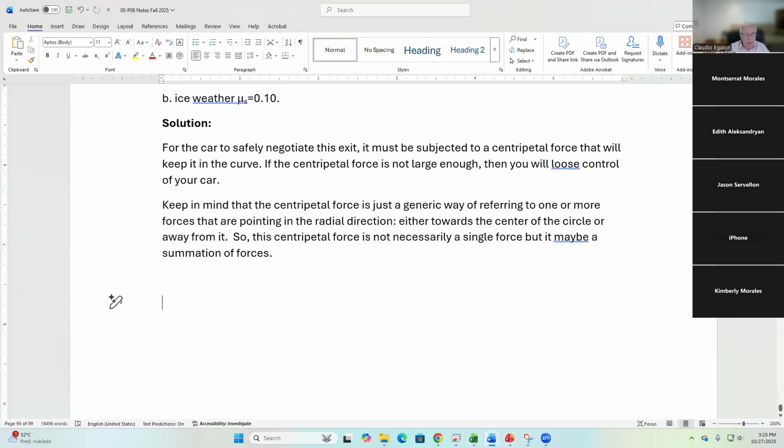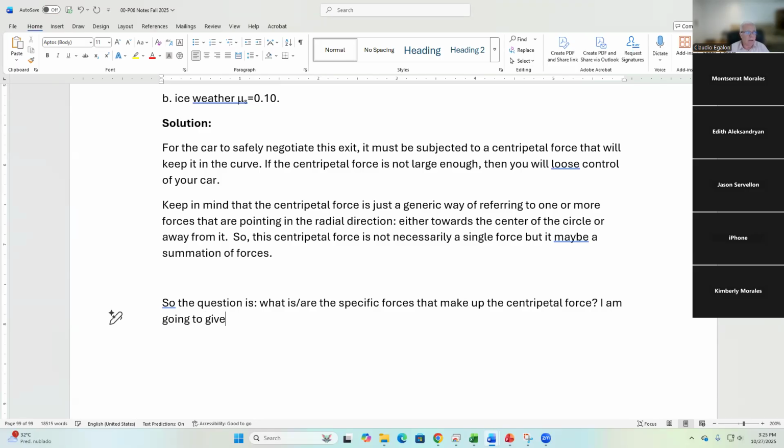So, and I'm going to write it down. Here you go. So the question is, what are the specific forces that make up the centripetal force? That's the question that you have to ask. And I'm going to give you a hint.